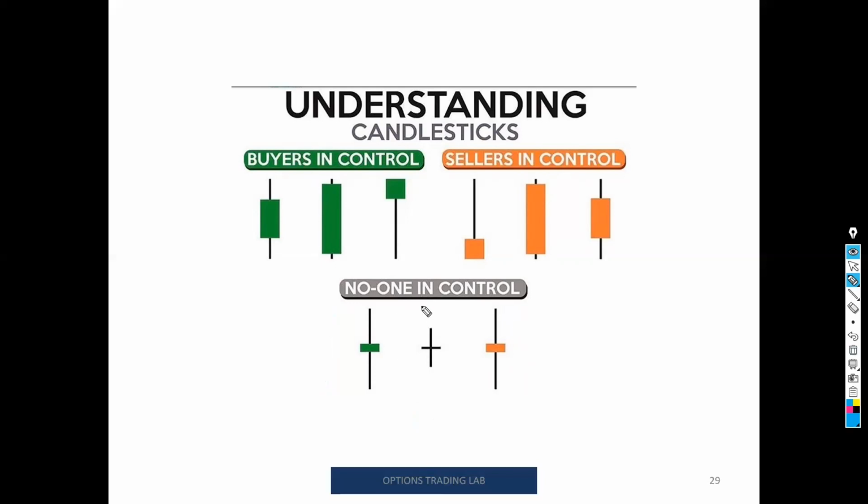And the middle one is a doji candlestick. What is the speciality of this candlestick? Here the opening and closing is at the same level. Just consider an example, the candle opened at 50 and closed at 50. That's why this candlestick has no body.